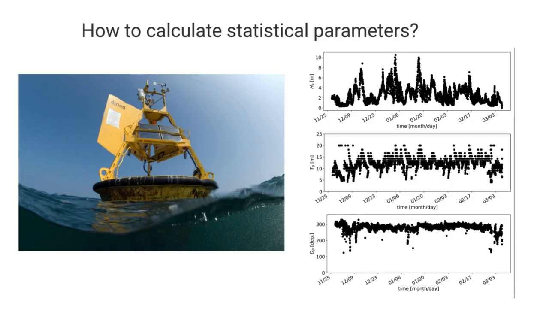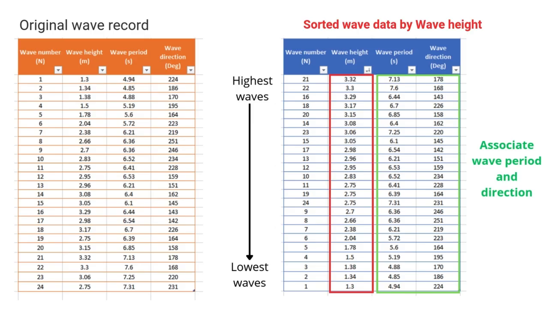In this video, you will learn the procedure to calculate some statistical parameters. The most important step in the statistical analysis of waves is the sorting of data. To evaluate the relevant parameters explained, arrange the record values, which is composed of wave height, wave period, and wave direction, in descending order based only on wave height.